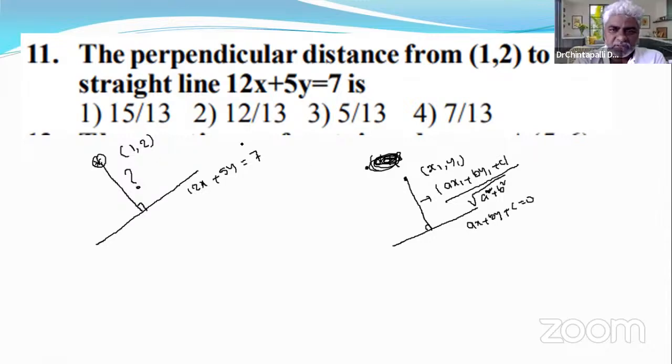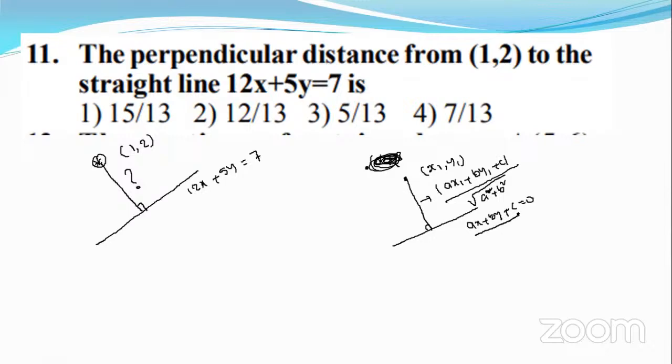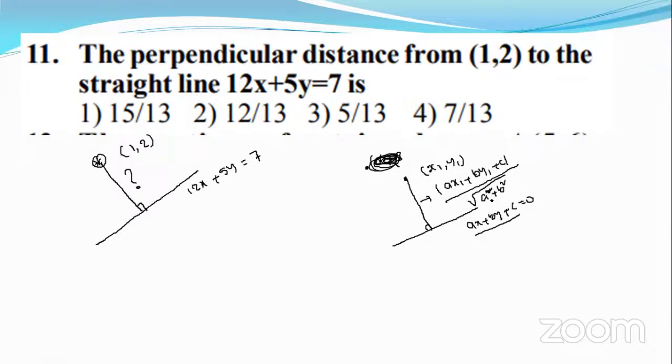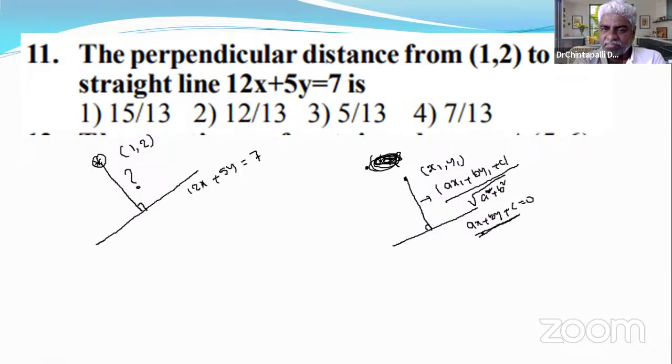Use it. That means the formula is nothing but plugging the point into this part of the line, and the denominator is root of x coefficient square plus y coefficient square. Very simple to remember. Plug that point into this part. Now find its value.